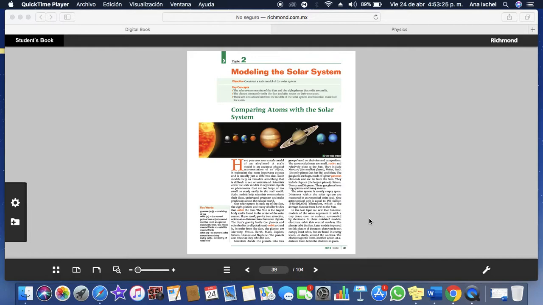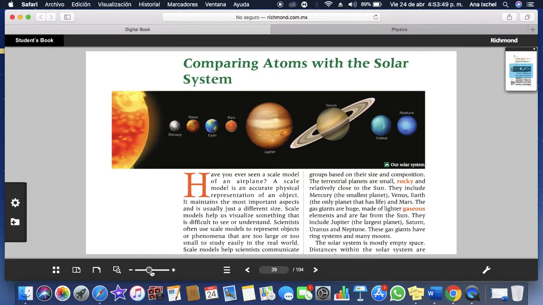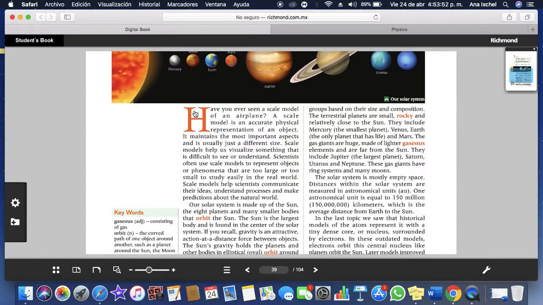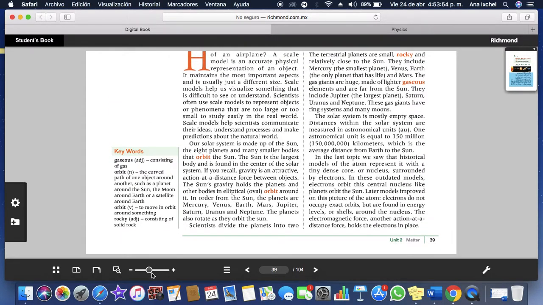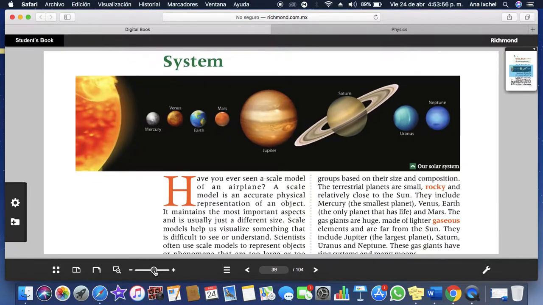And for this lesson, we are going to work in the physics subject, in your physics book. And the topic for this lesson is modeling the solar system. So let's start. We are going to check the vocabulary that we are going to use in this reading part.